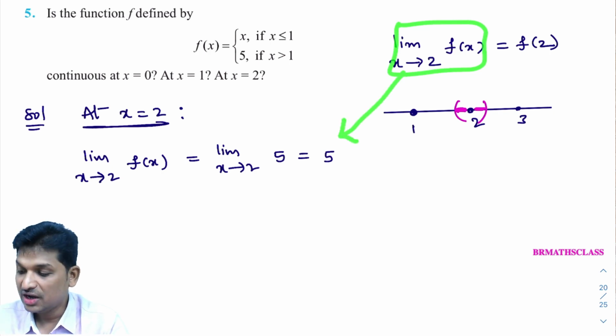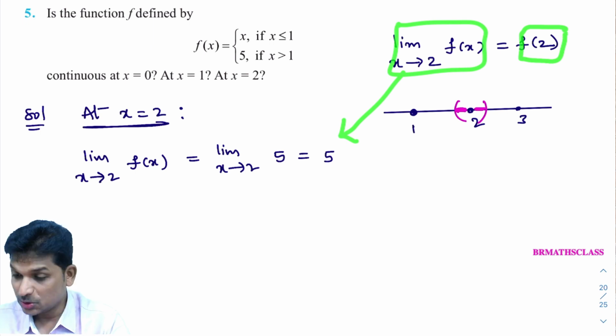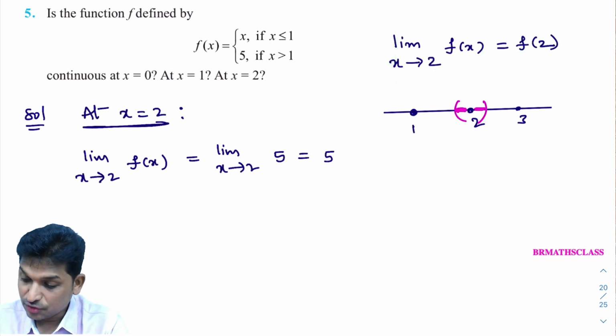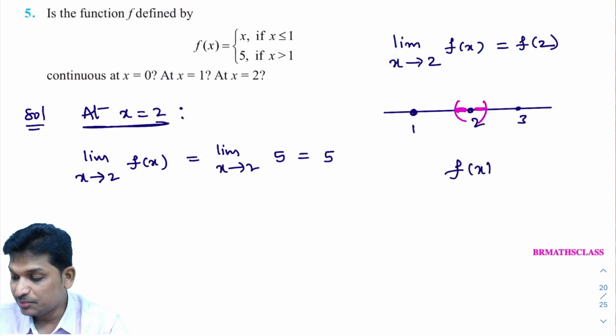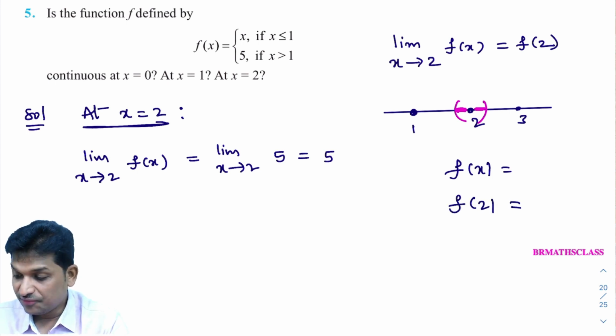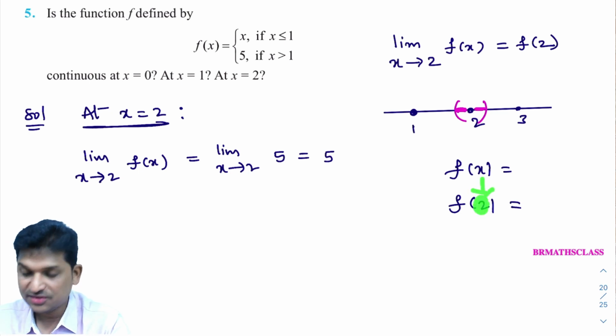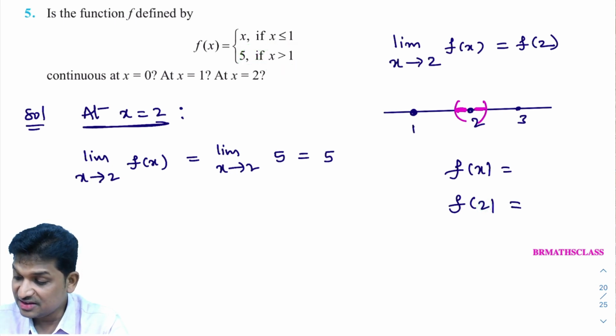Now what I need to do? I need to calculate f of 2. How to calculate f of 2? F of 2 means x value is what? X value is 2, right? 2 is greater than 1. So f of x is what? When x is 2, f of x is 5. So f of 2 is 5.